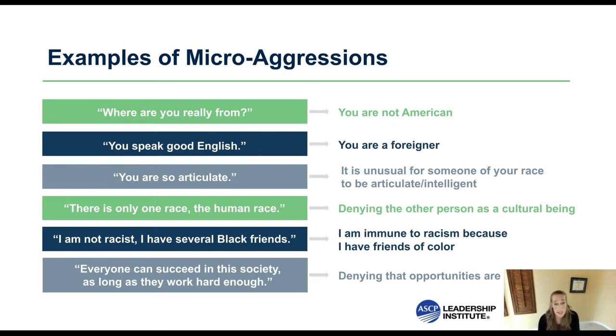"You speak good English" might be perceived as "you are a foreigner." "You are so articulate" might be perceived as "it is unusual for someone of your race to be articulate or intelligent." "There's only one race, the human race" could be perceived as denying the other person as a cultural being. "I'm not racist, I have several Black friends" could be perceived as "you are immune to racism because you have friends of color." And "everyone can succeed in this society as long as they work hard enough" can be perceived as denying that opportunities are not equal.